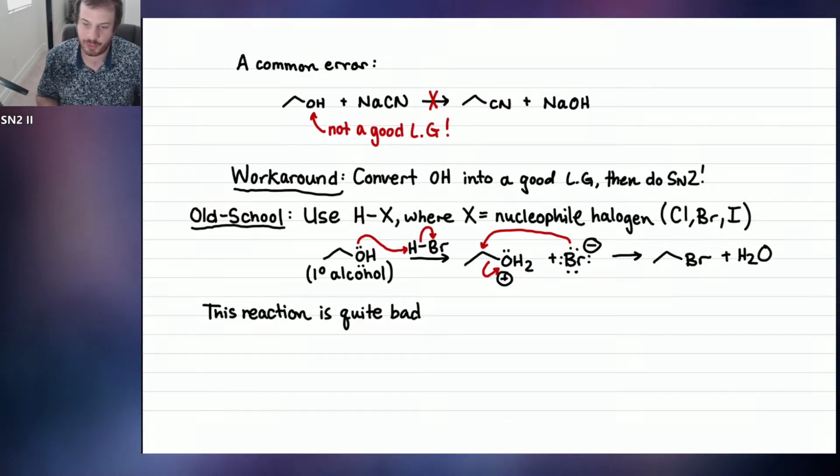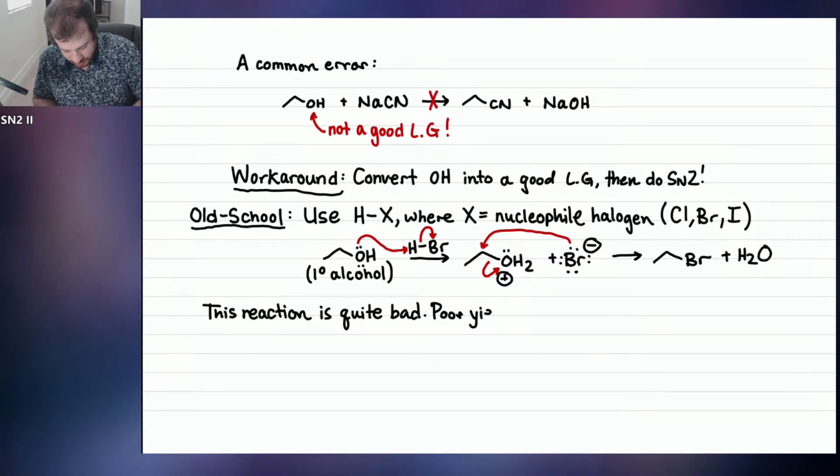It's bad for a number of reasons. First reason, poor yield. Meaning the conversion is low, so you may not have a very good percent yield. If you remember back from your general chemistry days, percent yield is like how much of the starting material gets converted into the product. So it's poor yields, which means it's not very economical.